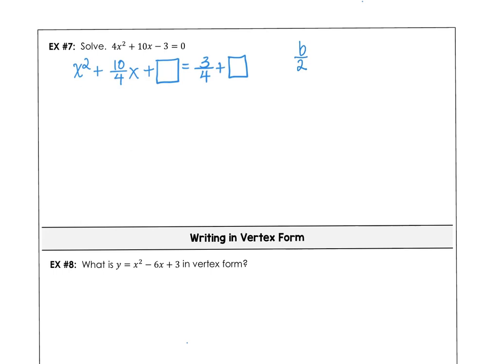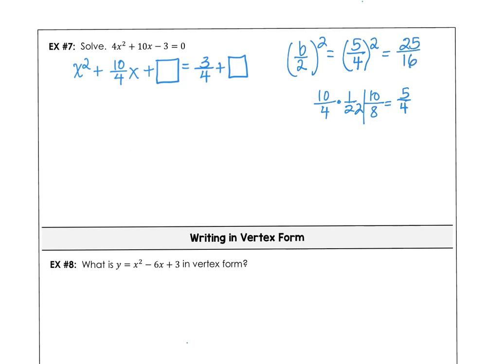If we take the b number, which is 10 over 4, and we cut that in half, we have 10 over 8. Now, reducing 10 over 8, that would be 5/4. So b over 2 is 5/4. The square of 5/4 is 25/16. We want to add 25/16 to the left and to the right to complete the square. 25/16 added here and here.